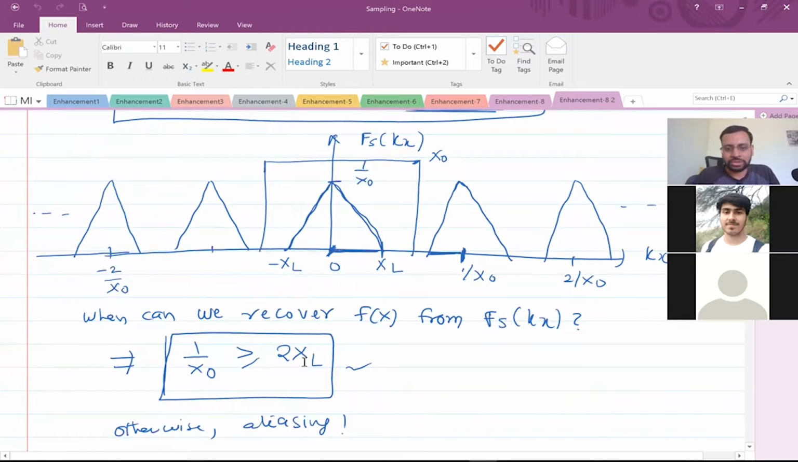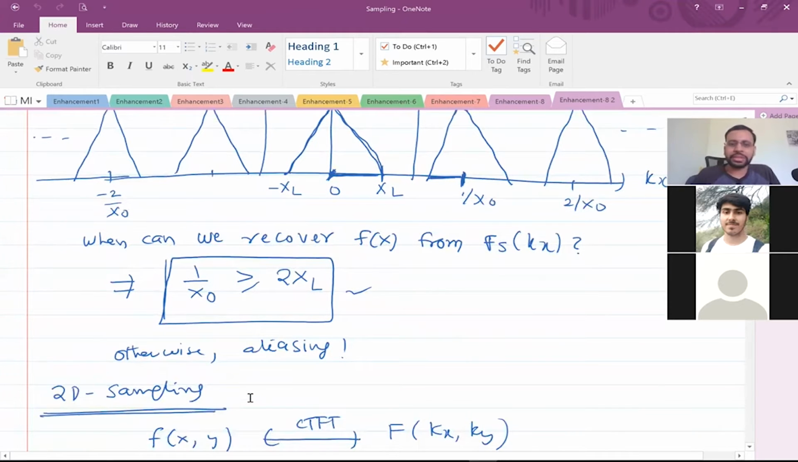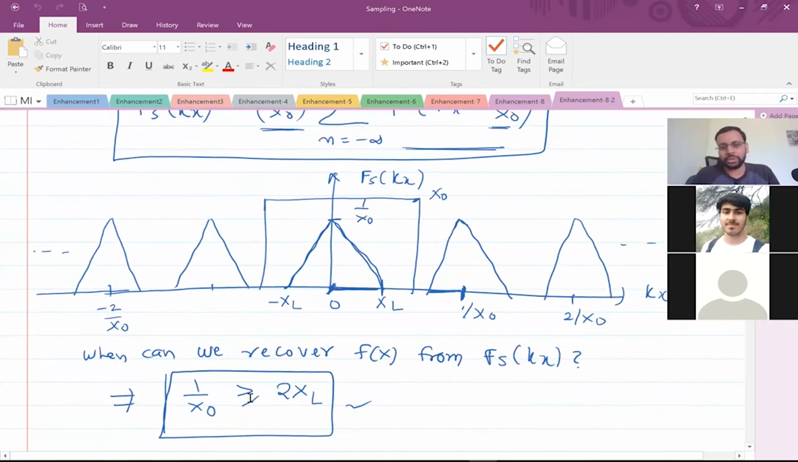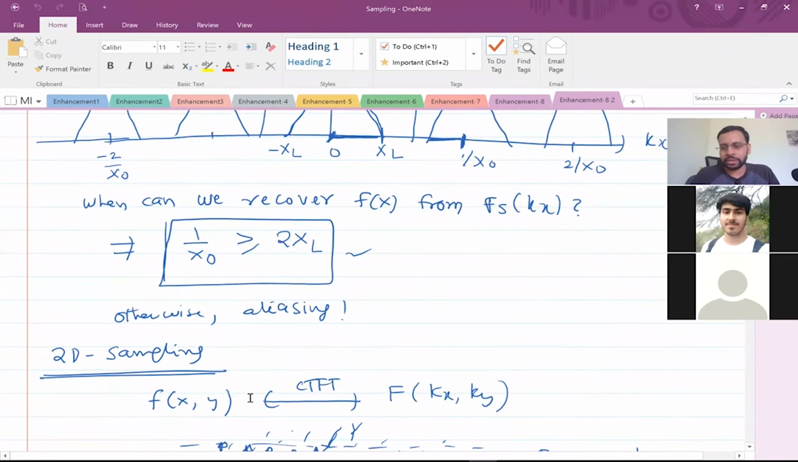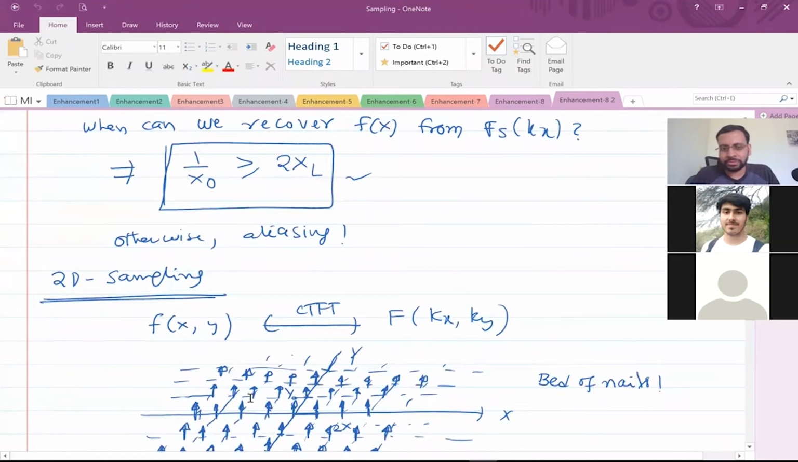So what has to happen here is that this 1 by x naught, the sampling rate, should be at least equal to twice the value of the maximum frequency that you are going to have here. So this is the famous Nyquist theorem that tells you with what rate you should sample the signal so that you could get back the original signal, provided of course it's a band limited signal. Hope everyone is fine with what we discussed so far. If so, I would move on to the next part, extending it to 2D.